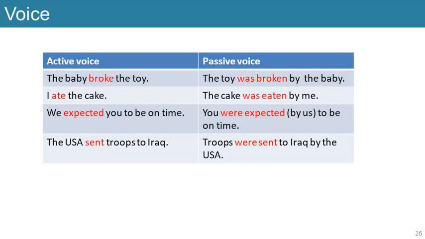The final verb term to be covered is voice. Messages can be expressed in the active voice or the passive voice. Here are pairs of equivalent sentences in the two voices in the past tense simple aspect. Note that only transitive verbs, in other words, verbs that can take an object, can be put into the passive voice.